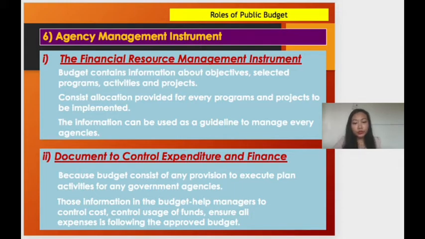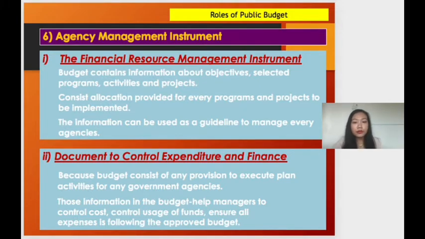Number two, a document to control expenditure and finance. Because the budget consists of provisions to execute planned activities for governmental agencies, that information in the budget helps managers to control costs, control the usage of funds, and ensure all expenses follow the approved budget.